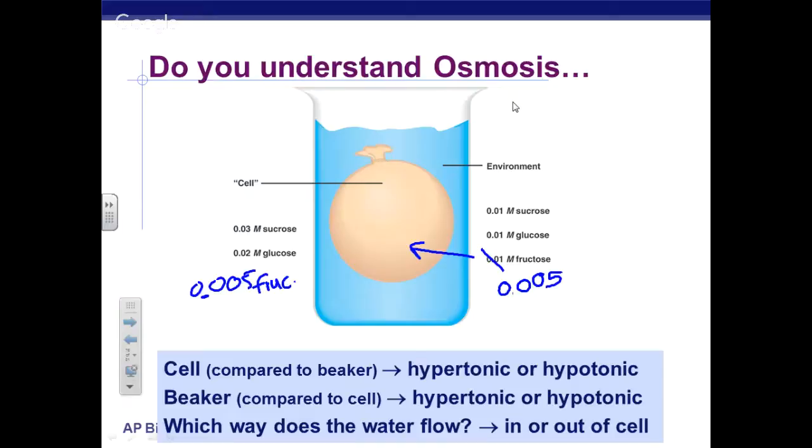All right, next, let's take care of the glucose. It's 0.01 outside the cell, 0.02 inside the cell. Which one is the higher concentration, Nicole? The 0.02 or 0.01? So which way will the glucose diffuse? Outside of the cell until it reaches what?